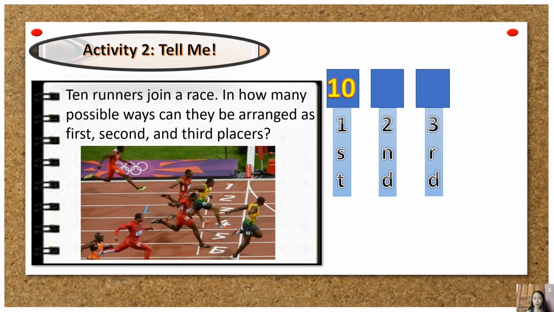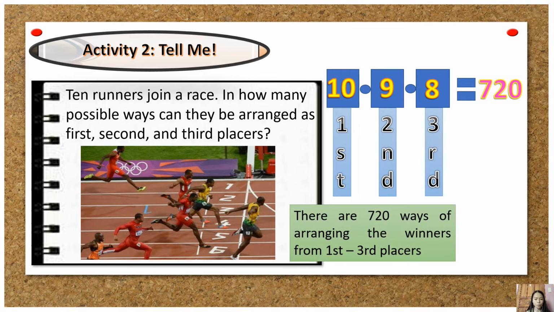There are 10 runners, therefore, all of them are qualified to be the first placer. They are possible to be the first placer. Pag meron ng isa na na-awardan as the first placer, then there are 9 na lang na pwede maging second placer. Kung meron na tayong first and second, 8 na lang sa kanila yung hindi pa nananalo at posibleng maging third placer. So we have 10 times 9 times 8 is equal to 720. There are 720 ways of arranging the winners from first to third placers.